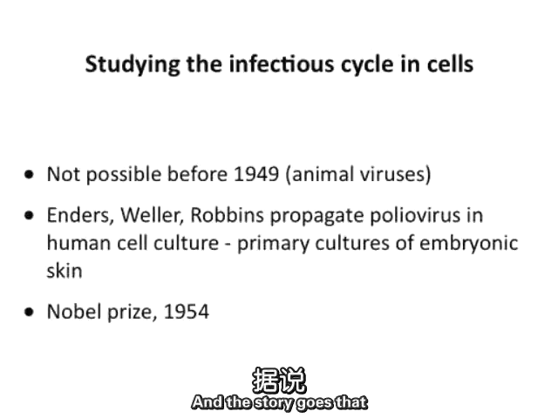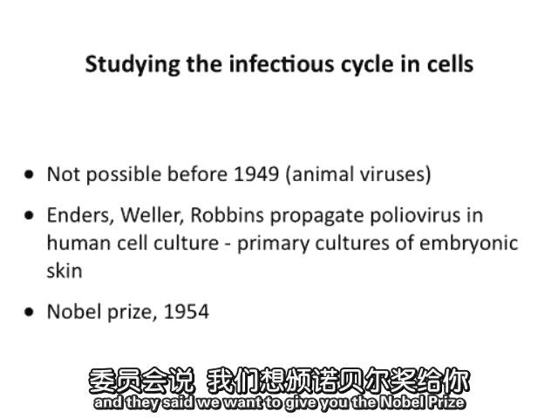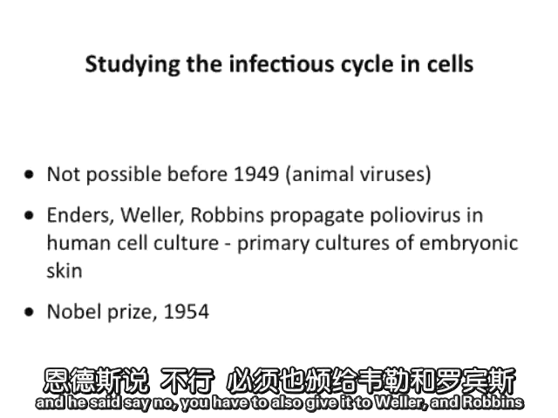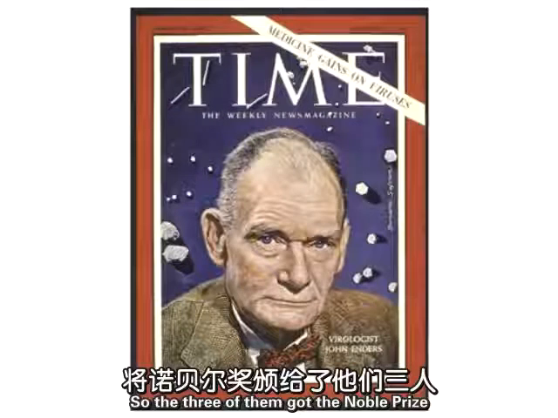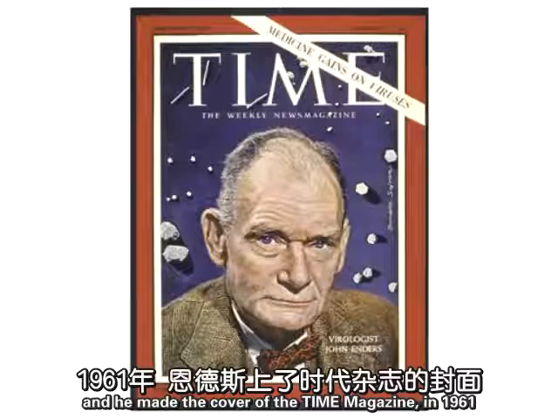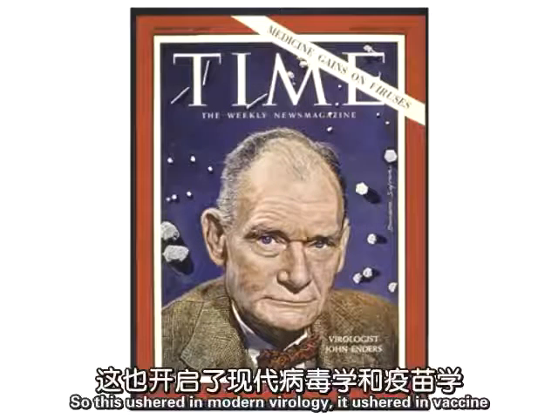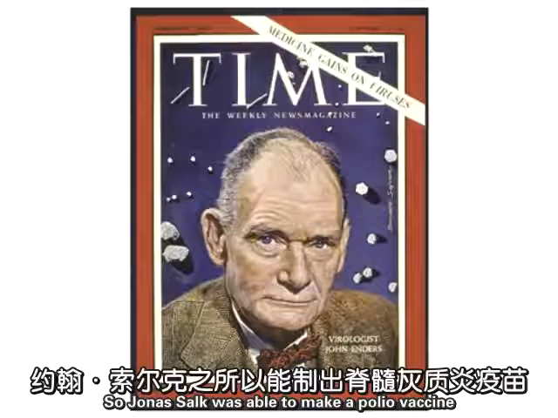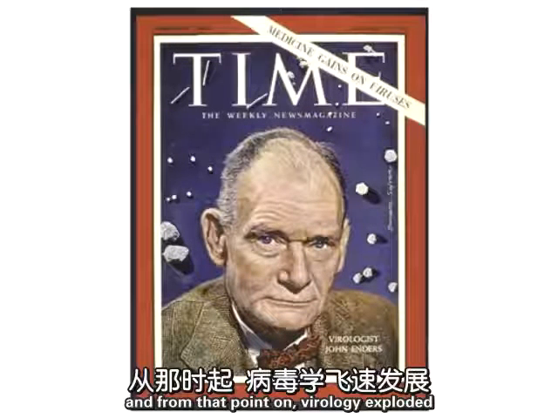And the story goes that John Enders got a call from the Nobel Committee, and they said, "We want to give you the Nobel Prize." And he said, "No, you have to also give it to Weller and Robbins because they helped me do this." And they did, which is very unusual. So the 3 of them got the Nobel Prize, and he made the cover of Time magazine in 1961. Virologist John Enders. This was a really big deal. So this ushered in modern virology. It ushered in vaccines. So Jonas Salk was able to make a polio vaccine because of that discovery, growing viruses in cells. And from that point on, virology exploded.